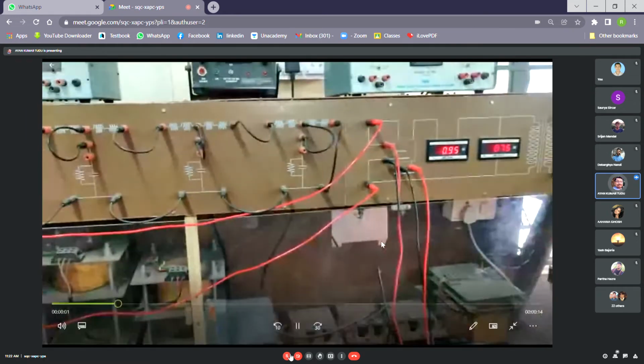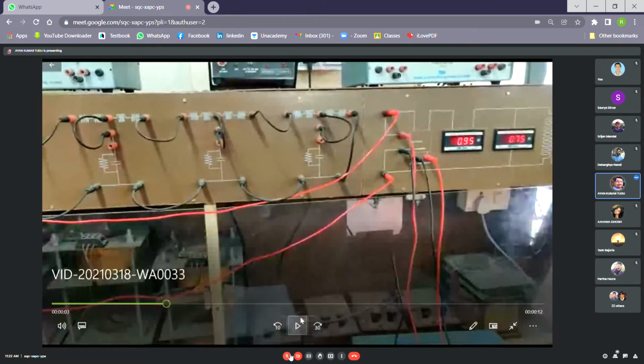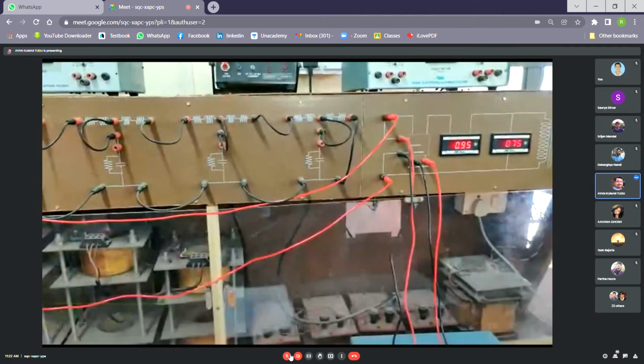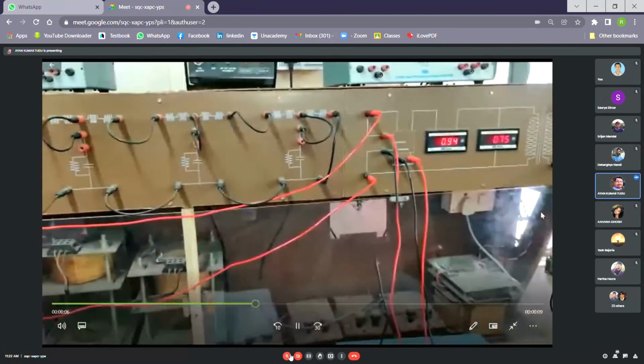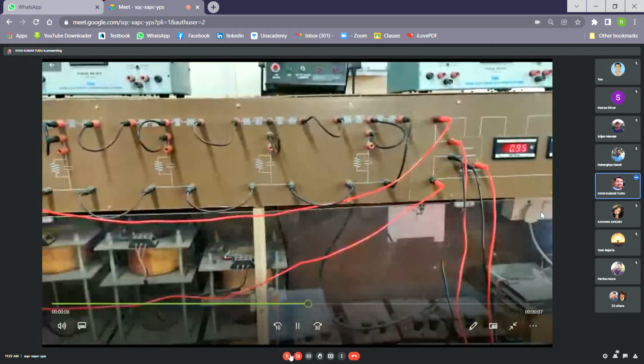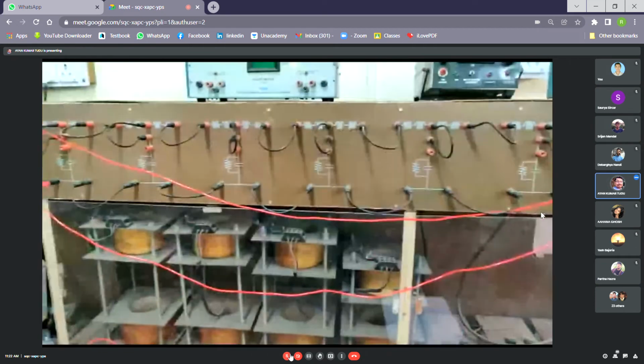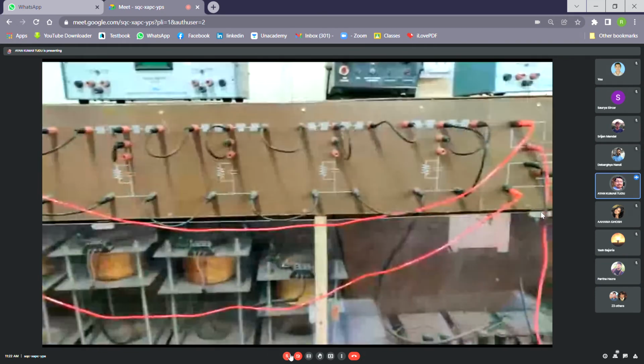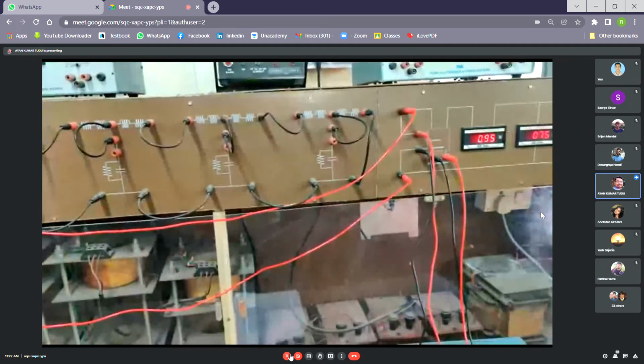As you can see now, the sending end has been shorted and the supply has been given to the receiving end. The voltage is being maintained at 75 volts with the supply given to the receiving end and the sending end shorted.